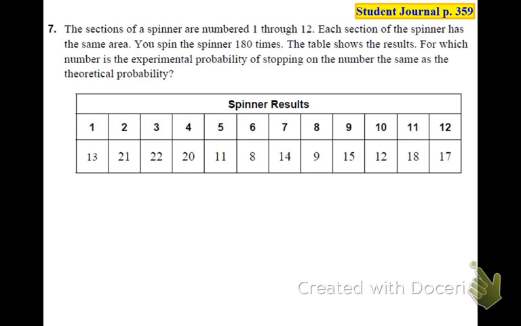So, this one. The sections of a spinner are numbered 1 through 12. Each section of the spinner has the same area. So why do you think that matters? So they're all equal. You have equal chances of spinning a 1 that you do a 12. Okay? You spin the spinner 180 times. The table shows the results. So I want you to write, what does the top row represent? The numbers on the spinner.